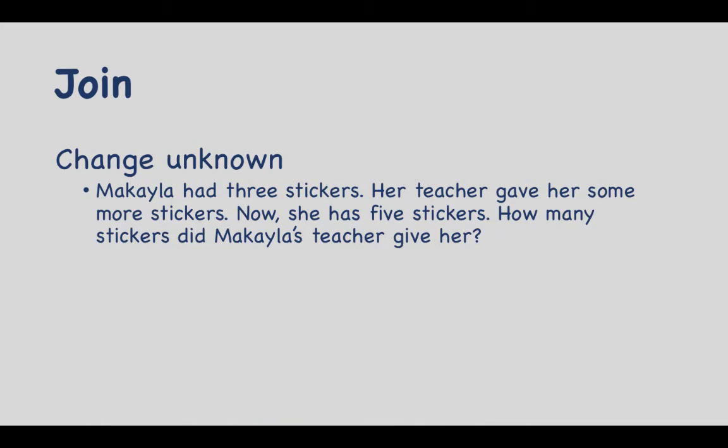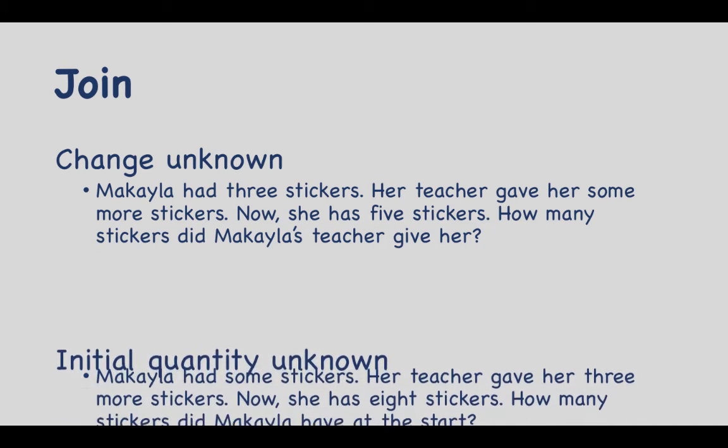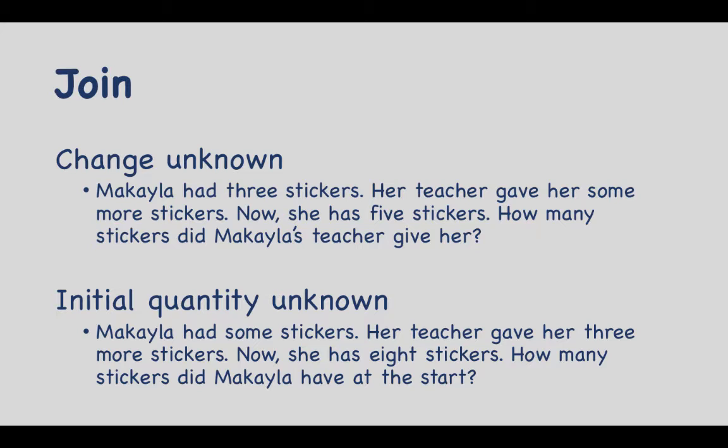Even join problems more often involve subtraction than addition. For example, when the change is unknown, Michaela had 3 stickers. Her teacher gave her some more stickers. Now she has 5 stickers. How many stickers did Michaela's teacher give her? To find the answer, we would subtract the 3 stickers that Michaela had at the start from the 5 stickers she has now.